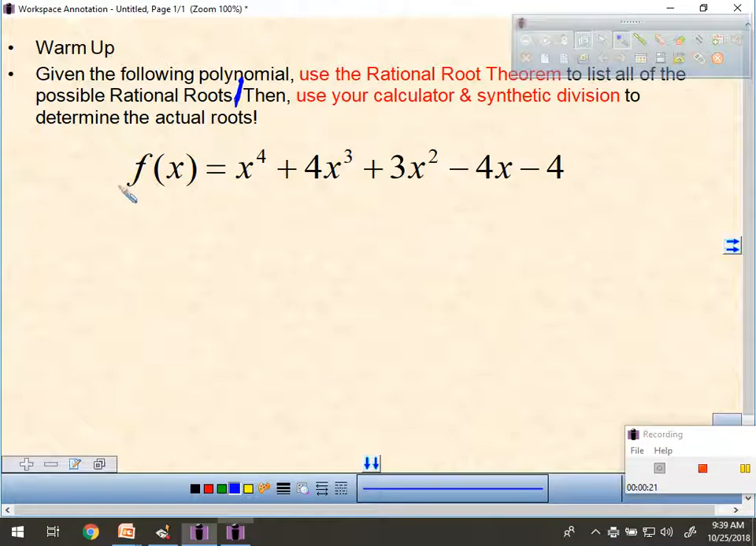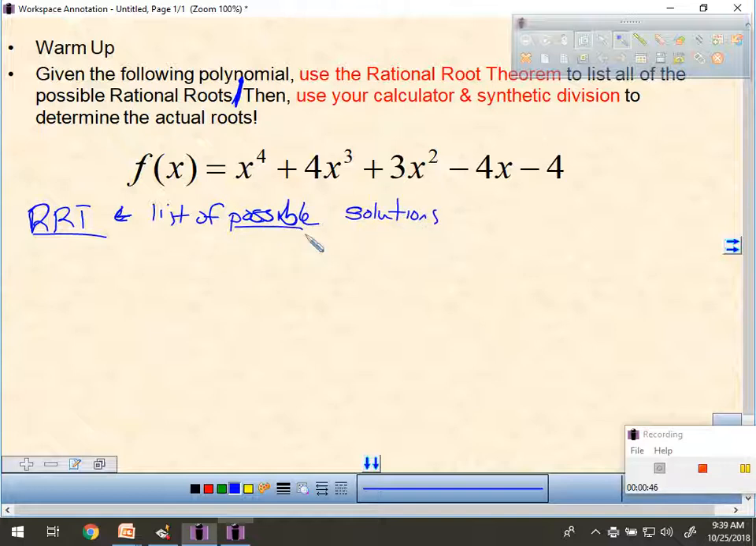So, in pre-calc, in college algebra, there is a theorem, and all a theorem is, is a rule, a law, and what we call it is the rational root theorem. And what the rational root theorem does is it gives you a list of possible solutions. And the reason why I underline this word possible, guys, is because this list does not give you the answers directly. All it does is give you a possible list of numbers to pick from.